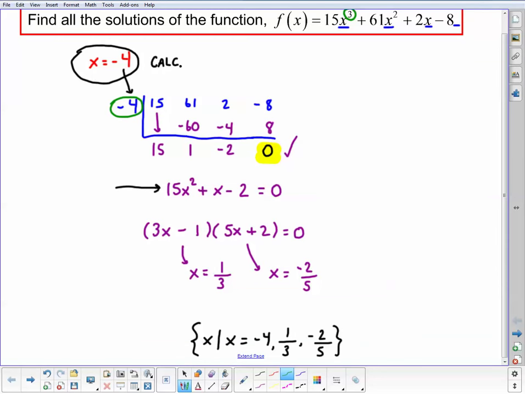Okay, well, I hope that helped. Good luck to you on those. Remember, follow the process. Graphing calculator, pull a 0, synthetic division, and then factor or use the quadratic formula or completing the square. All right, good luck on these.